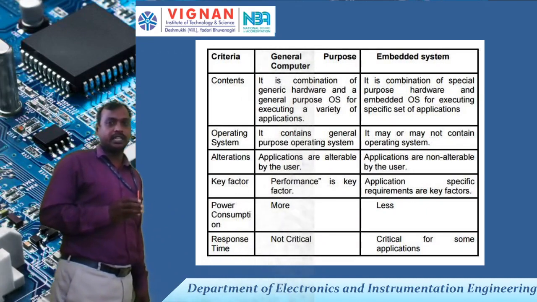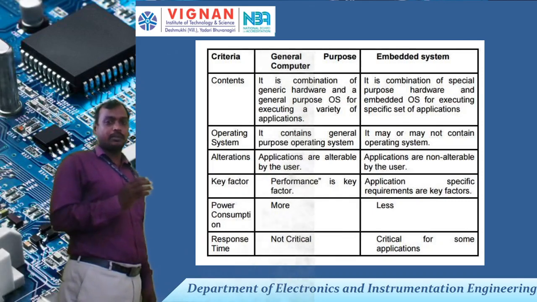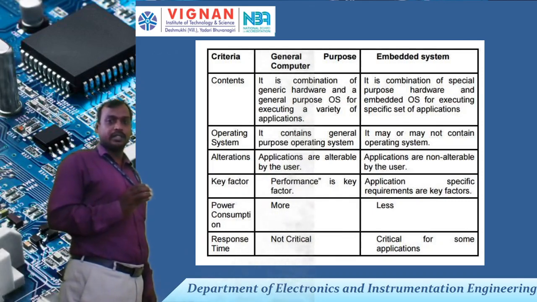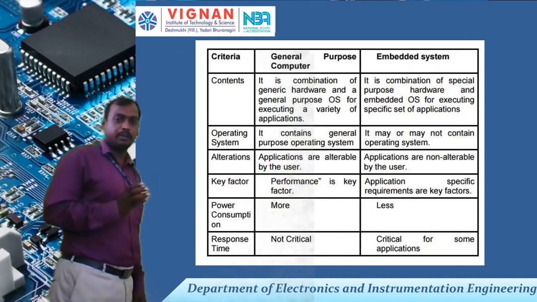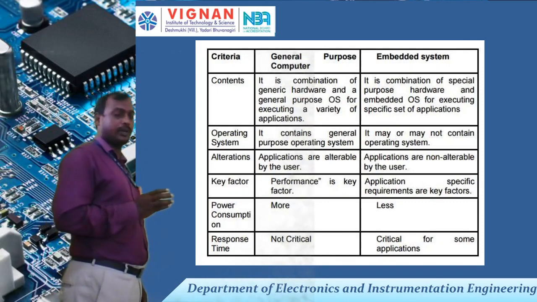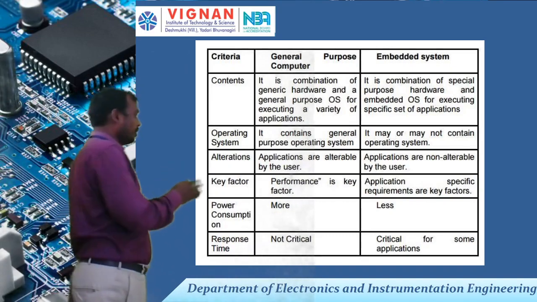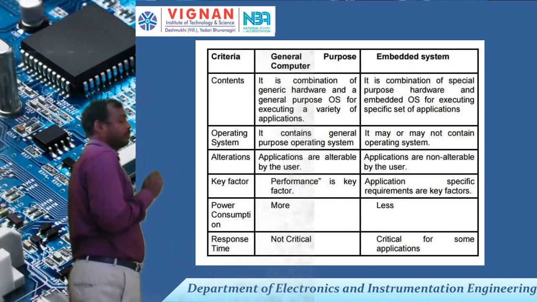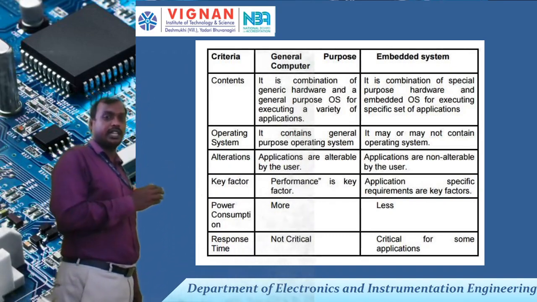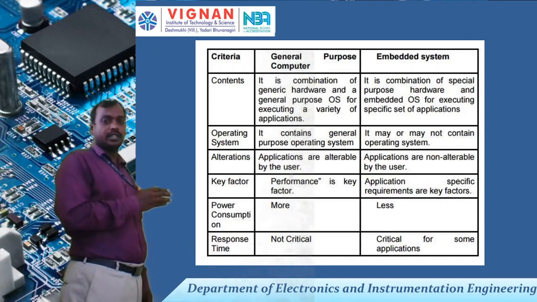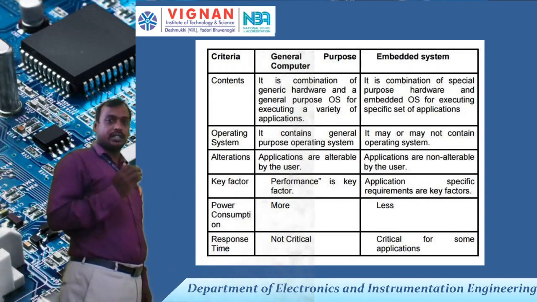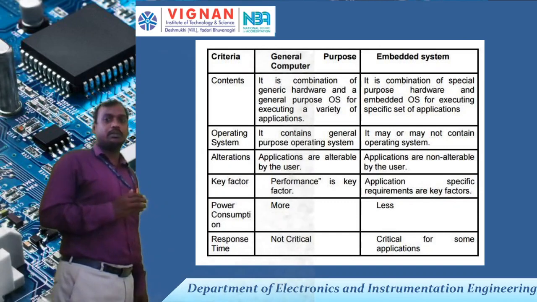In a general purpose computer, performance is the key factor. In an embedded system, application specific requirements are the key factors. In a general purpose computer, power consumption is more. In an embedded system, power consumption is less. In a general purpose computer, it is not critical. In an embedded system, it is critical for some applications.